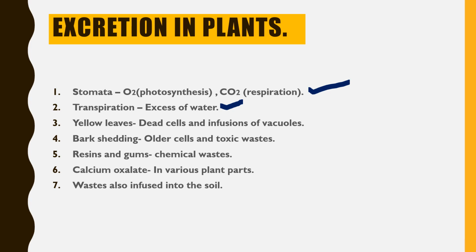The yellow leaves harbor dead cells and infused waste from vacuoles. Bark shedding is seen in certain trees, where the older cells accumulate toxic waste and are removed. Resins and gums are the chemical waste of the plant which is removed. Calcium oxalate is present in certain plants in various parts and is removed. Waste also infuses into the soil of the plant.